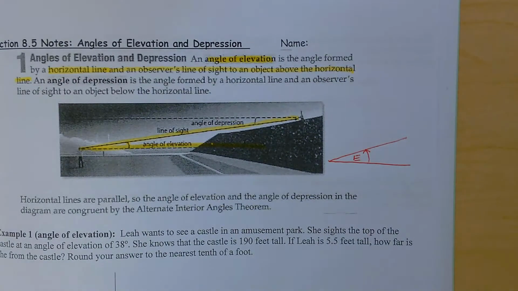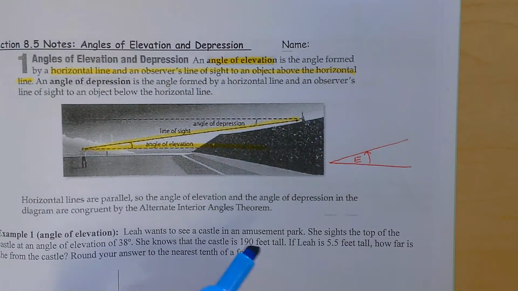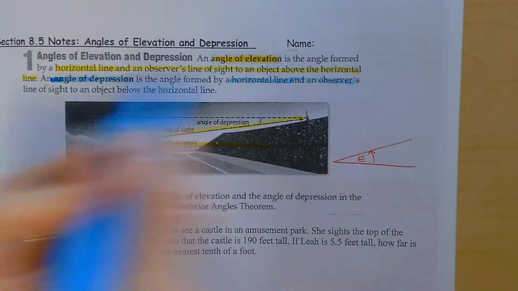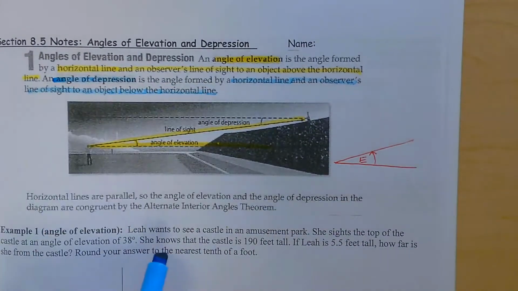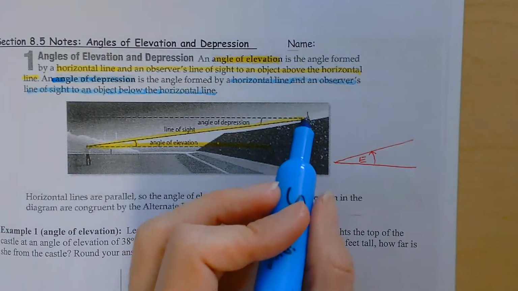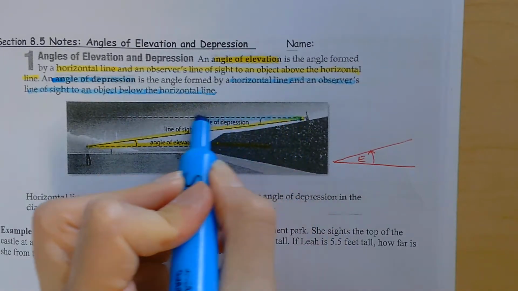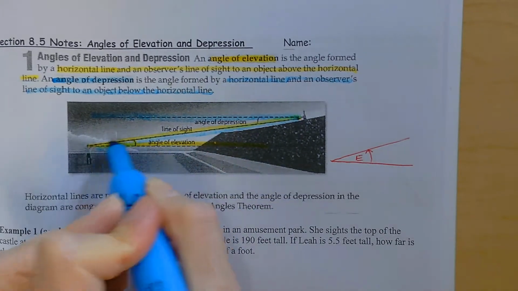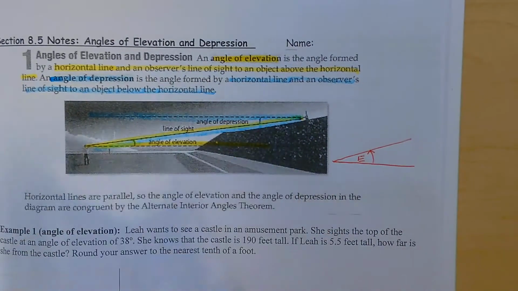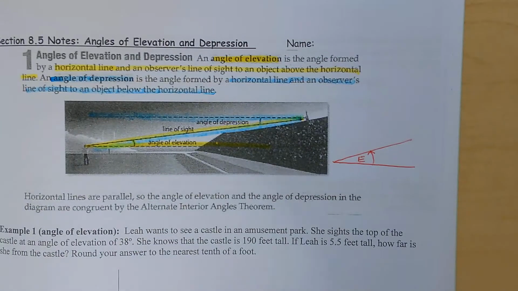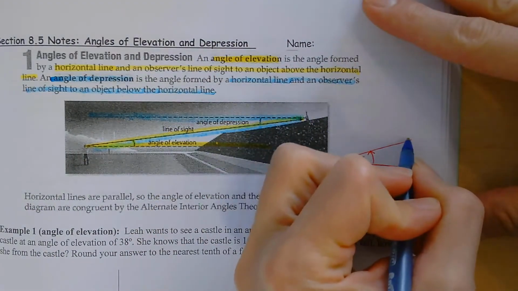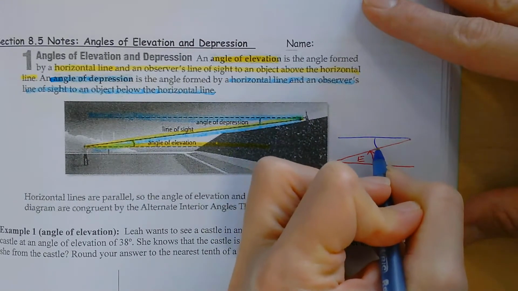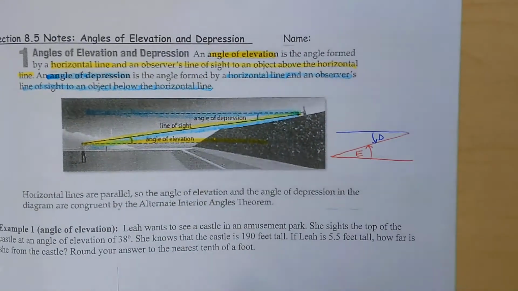Okay, so for depression, depression is the opposite of that. Depression is an angle that's formed still by a horizontal line, but then the observer's line of sight will go down below to the person below. So if you look at the guy up in the stands, if he looked straight out, that would be the horizontal line, but as he tilts his head down to look at the guy on the field, that creates an angle of depression, and down means depression. So the angle of depression would be here. This guy would be up here looking straight out, and then he would tilt his head down, and that creates an angle of depression.